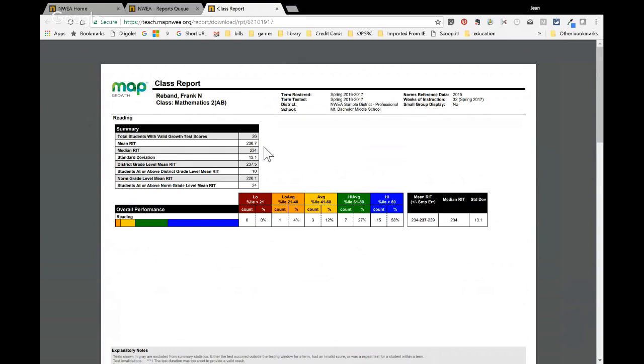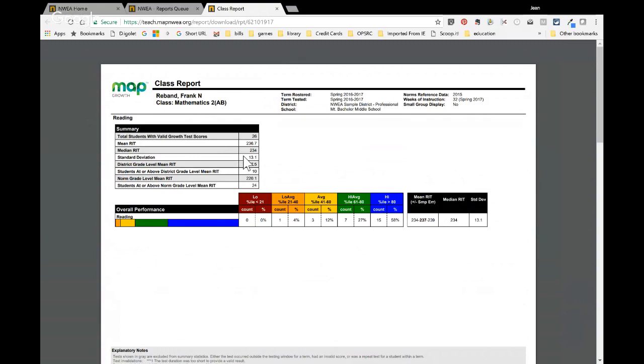Generally we look at the mean RIT because it's the arithmetic mean, but in this case we're going to be concentrating on the median. The median is much less influenced by outliers, so if you have a very high or a very low student, it won't show up as much, and so you can get a better idea of where your median student is or your average student. In this case, there is quite a bit of difference in Mr. Reband's class between 236.7 and 234, and again, we're going to concentrate on the median of 234.